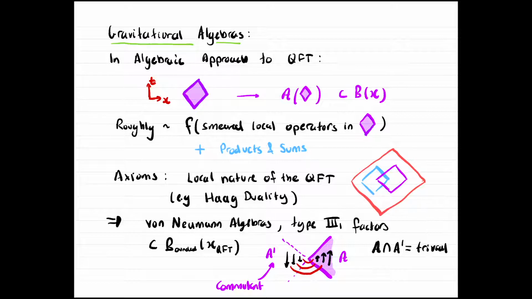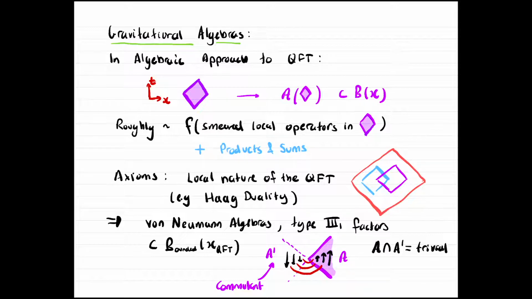So based on these ideas, many years ago, people realized that the most efficient way to talk about these algebras is to use von Neumann algebras, which is a special class of algebras. They're just subalgebras of all possible bounded operators on the Hilbert space, and in particular, they're type 3 von Neumann algebras. Okay, so maybe that's scary to some people, but basically you should think about this type classification of von Neumann algebras as telling you about the possible entanglement structure of states in the theory.